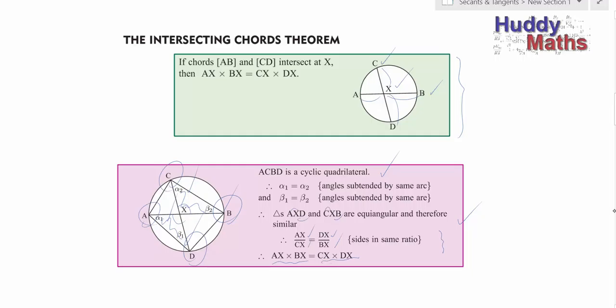Now, how are you going to remember it? It's AX times XB, CX times XD. So take one end of a chord, go to where it intersects, multiply by the other end, and that must be the constant value for any pair of intersecting chords. Okay, we'll use that one a bit later on.